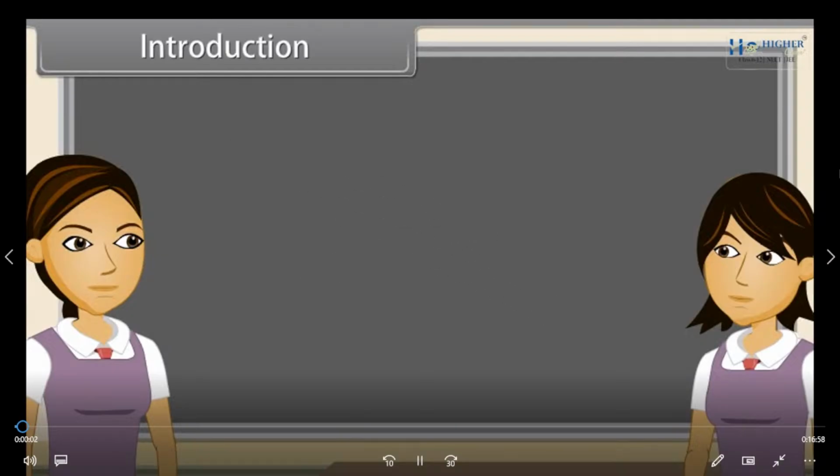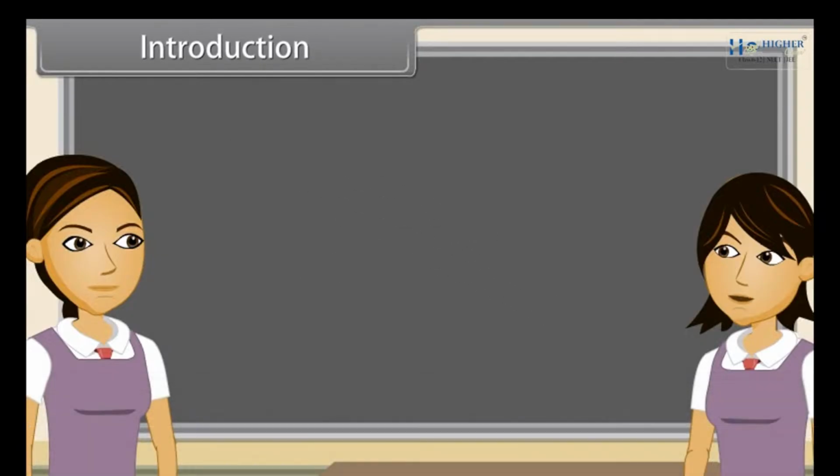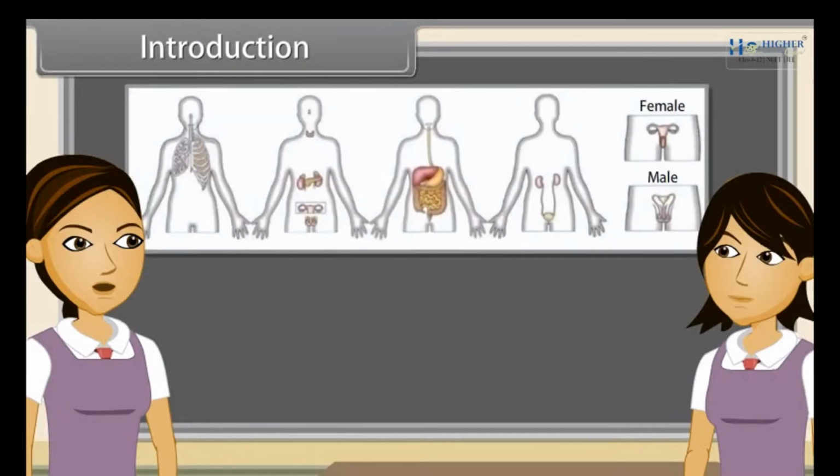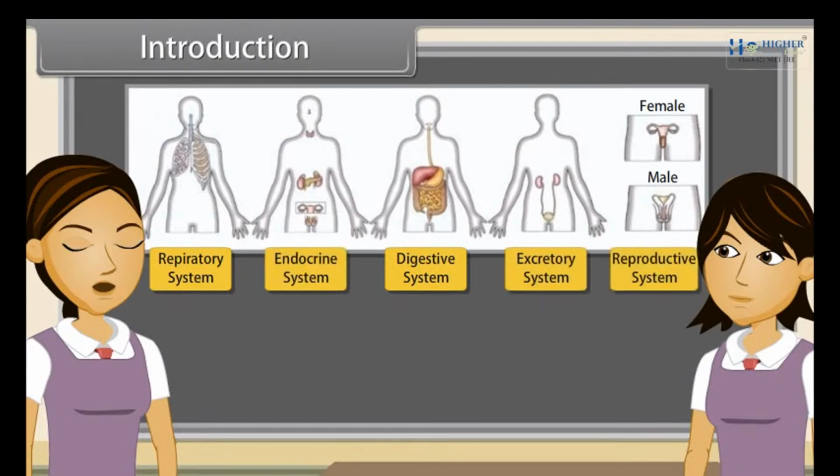Introduction. As we already know that body of higher animals like man is formed of a number of organ systems. Yes, some of the examples are digestive system, respiratory system, circulatory system, excretory system, etc.